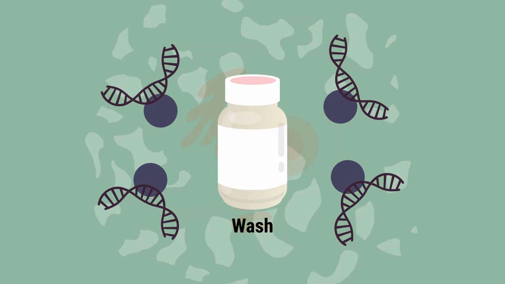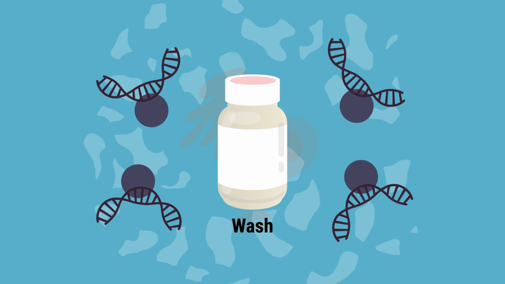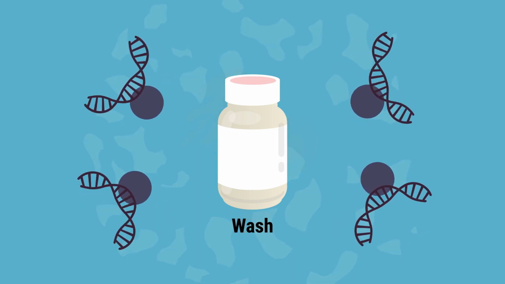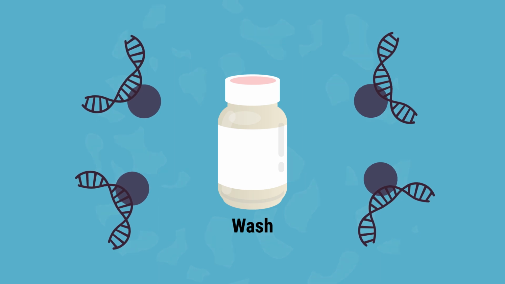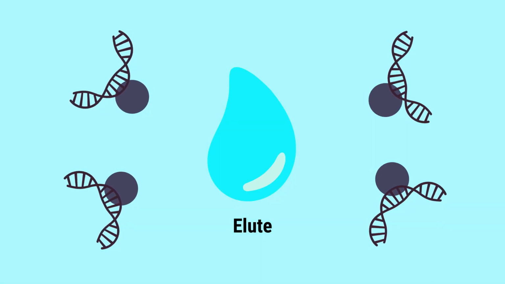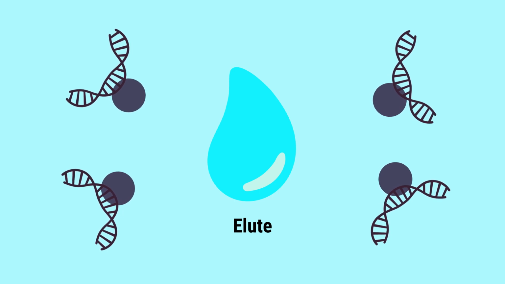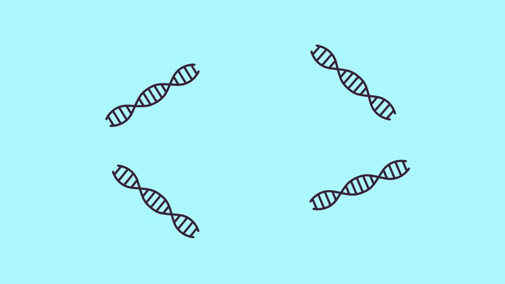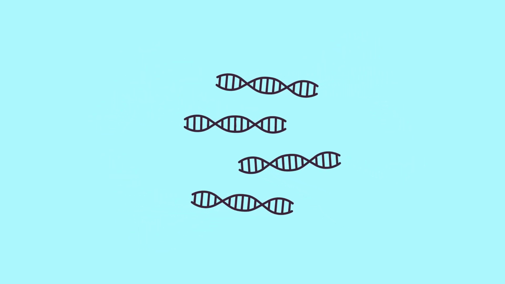The particles are washed, often with buffers containing ethanol, to remove salts, detergents, and remaining cellular debris while leaving nucleic acids bound to the magnetic particles. Finally, water is added to the particles, rehydrating and releasing the nucleic acids from the magnetic particles. The extracted nucleic acids are now ready for downstream analyses like PCR amplification.